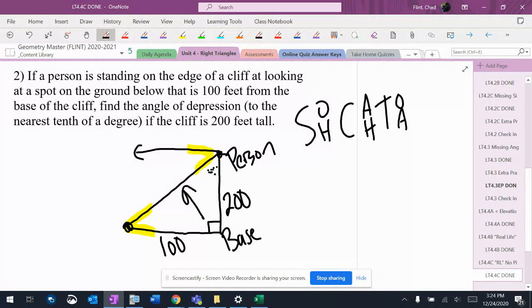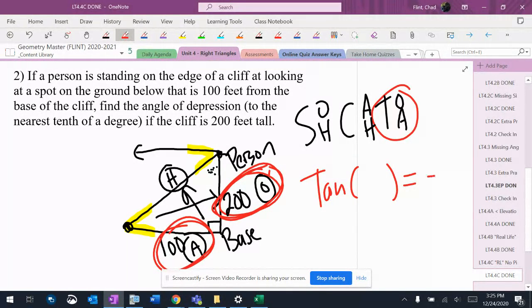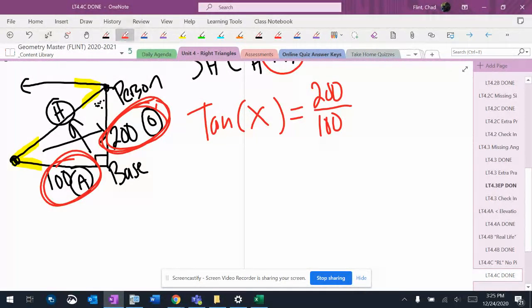Which one do I use? Let's get some labels done. Hypotenuse, opposite, adjacent. Okay, I'm going to use the opposite and the adjacent. That's going to give me a tangent problem again. So tangent, parentheses, equals fraction. Opposite goes on top. Adjacent goes on the bottom. I don't know the angle. So again, like number one, this is the best case scenario in terms of length because it's the shortest problem.